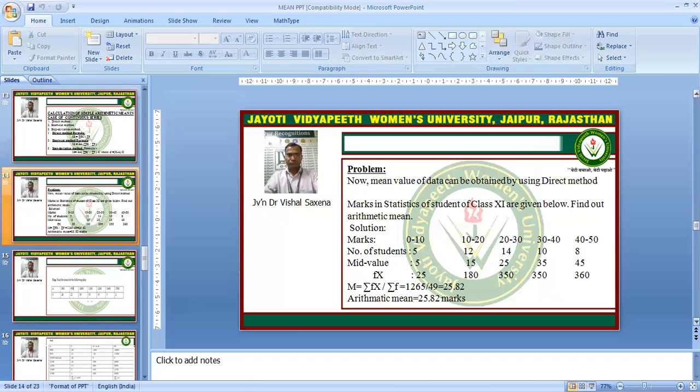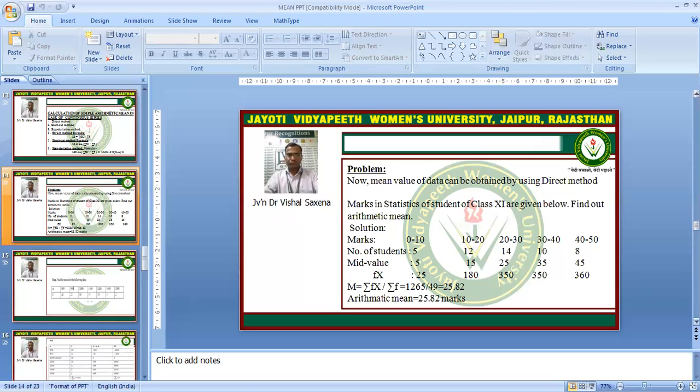Next we take an example for this. The mean value of the data can be obtained by using the direct method, and in this example we are given a continuous series for the marks obtained by students and the number of students. The question is: the marks in statistics of students of class 11th are given below. Find out the arithmetic mean.